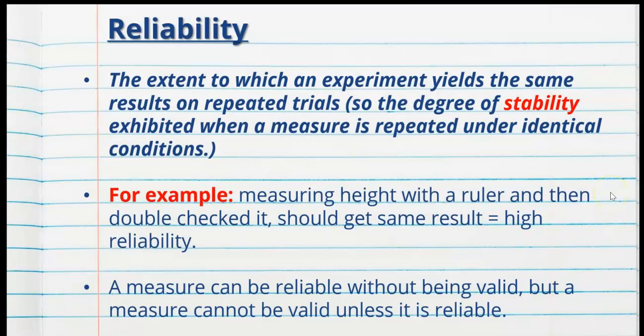Now, reliability is the extent to which an experiment yields the same results on repeated trials. So it's the degree of stability exhibited when a measure is repeated under identical conditions. What this means is when we repeat our investigation or our experiment several times, are we going to get the same or similar or consistent results? For example, measuring height with a ruler and then double checking it, we should get the same result. So that simple measure would have high reliability because our results should be the same or very similar at least. So think of it this way.